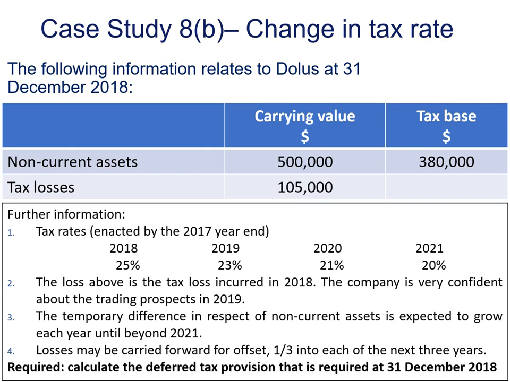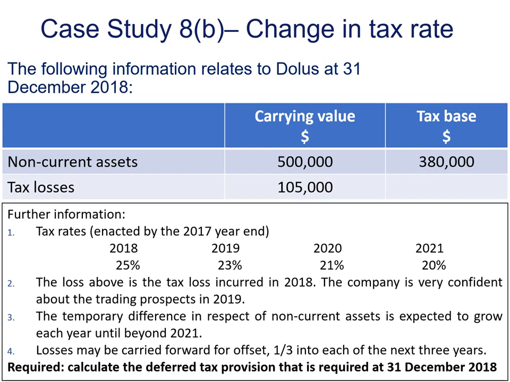Now, the tax rates enacted by the 2017 year end. In 2018, that's the year that's applicable, we have 25%. 2019 is 23%. 2020 is 21%. And 2021 is 20%. The loss above is the tax loss that was incurred in 2018. The company is very confident of the trading prospects in 2019. The temporary difference in respect of non-current assets is expected to grow each year beyond 2021.